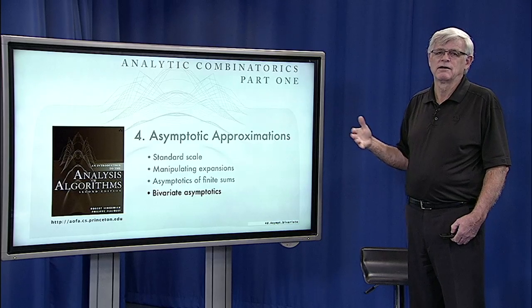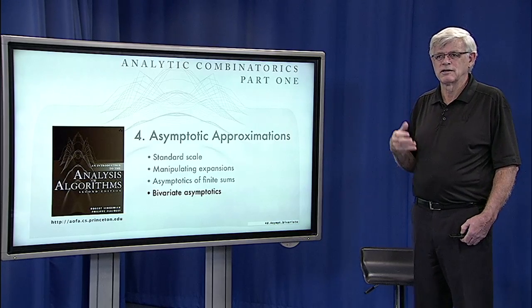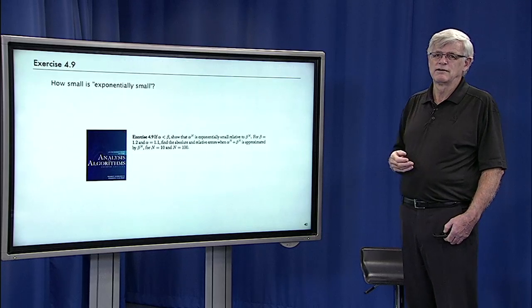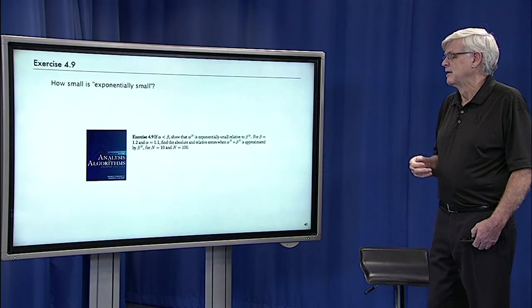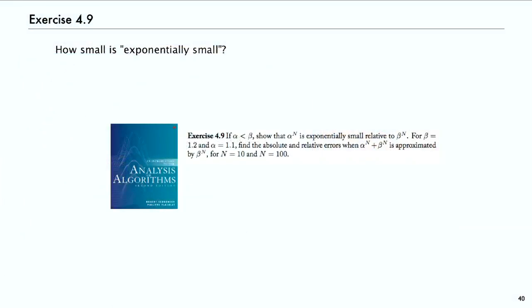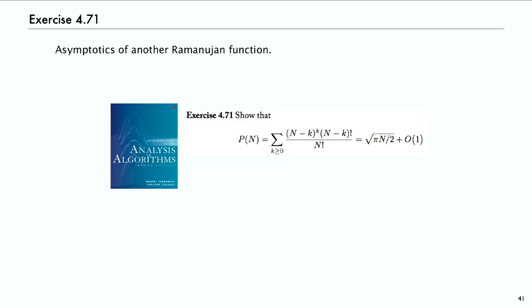Now I want to finish up by giving a few exercises that you might do before the next lecture to test your understanding of asymptotics. The first one has to do with where I started: how small is exponentially small. This is just trying a couple of different values of alpha and beta, comparing the values of alpha to the n and beta to the n, and really showing that alpha to the n is the larger one is going to be a really good approximation.